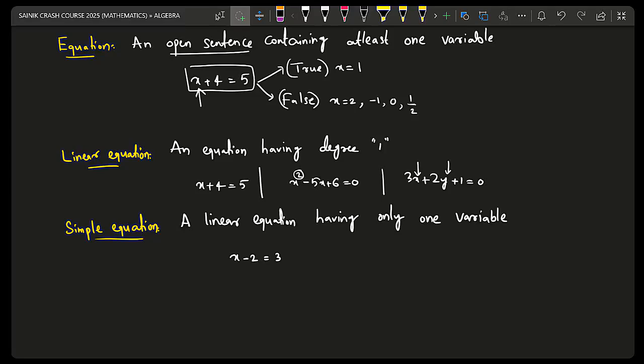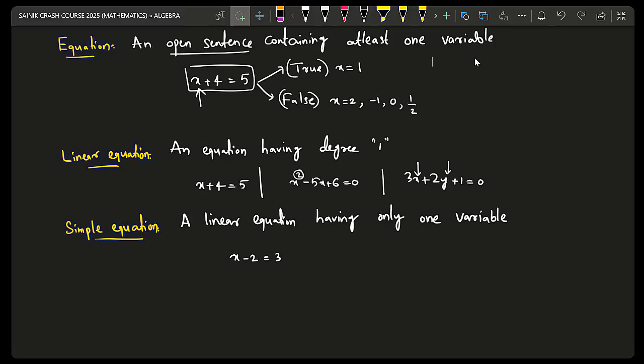What do you mean by degree? The highest power of the variable, right? Yes, sir. So here there is only one variable x. If there is no power, what is understood? Sir, 1 is understood. If there is no power, 1 is understood, right? Yes, sir. So because the maximum power is 1, it is called linear equation. And is it having only one variable? Yes, sir. That's why it is called simple equation.